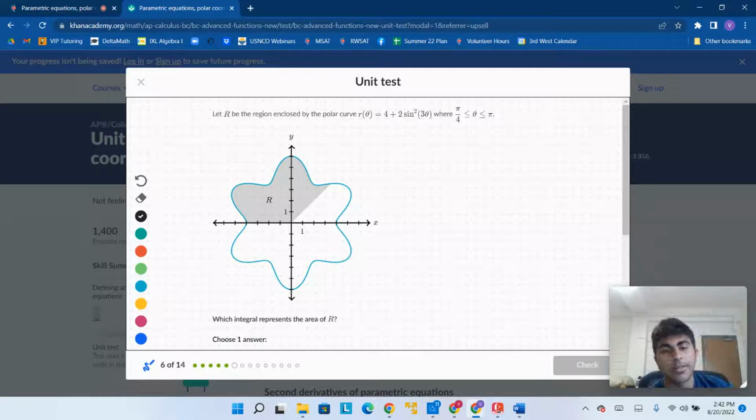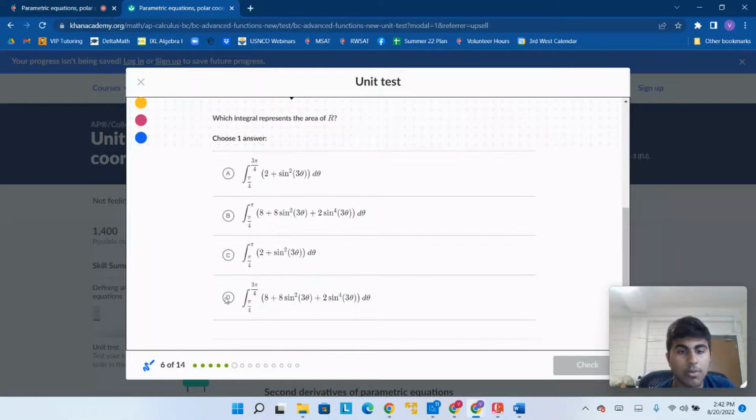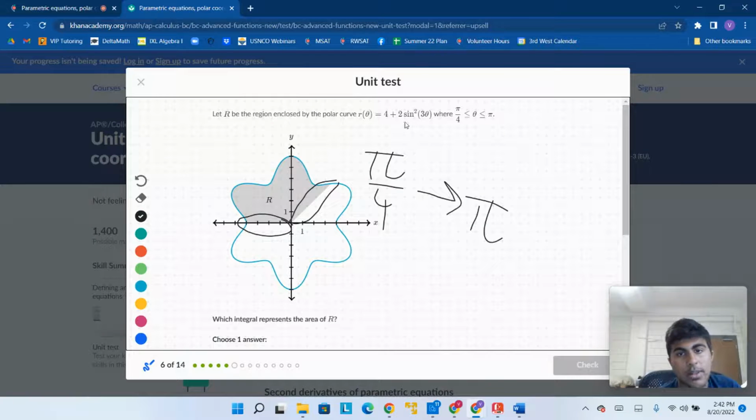Well, we're starting right here, right? I think that's pi over 4, and we're ending up at pi. Right, pi over 4 to pi. That's it. Okay, so we can square this.